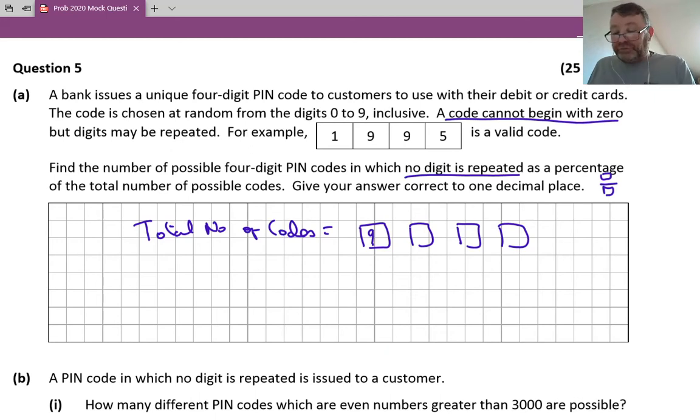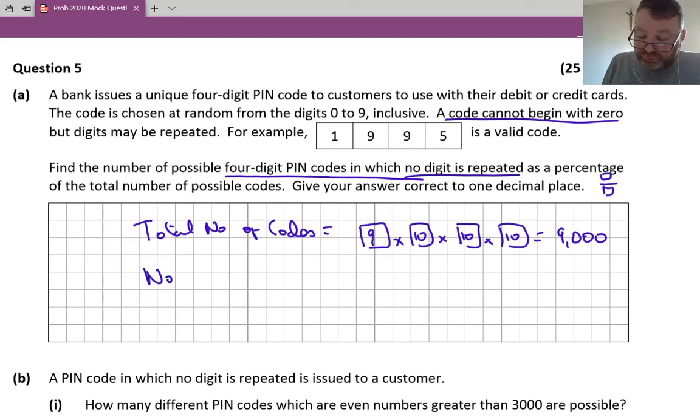Now, if I use a digit, that should leave me with 8 digits for the second box. However, zero is now allowed back in. Is that correct? And repetition is allowed. So therefore, that brings it back up to 10 again, which means there are 10 available for that and 10 available for this. So therefore, the answer for the total number of codes is 9,000. Okay. Now, what else do I need? I want 4-digit PIN numbers in which no digit is repeated. So no digit repeated.